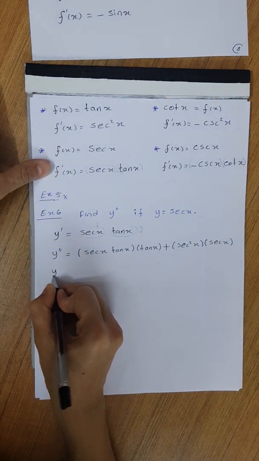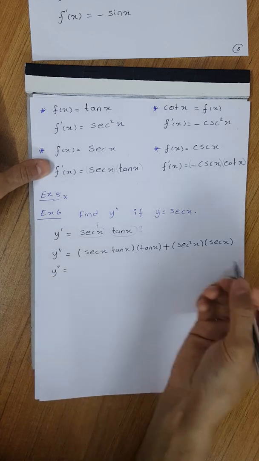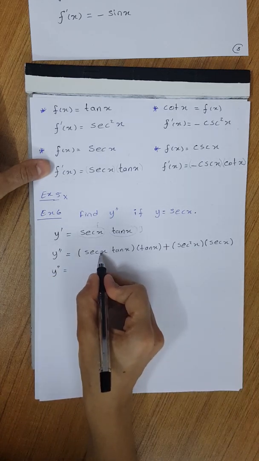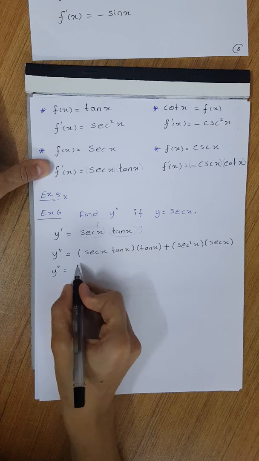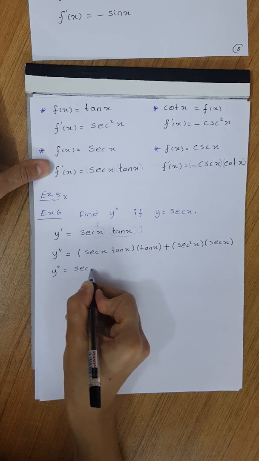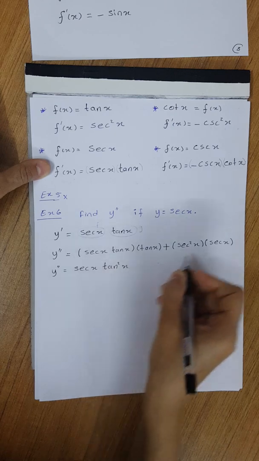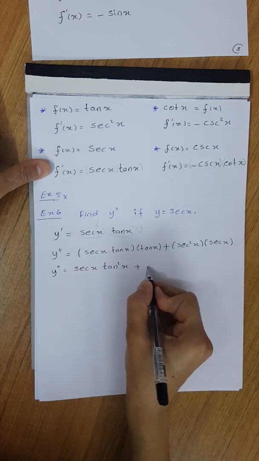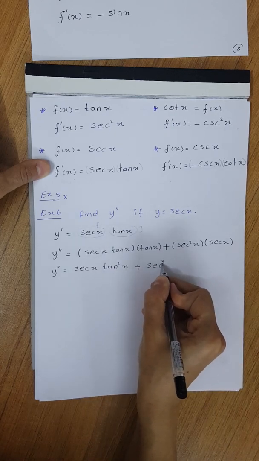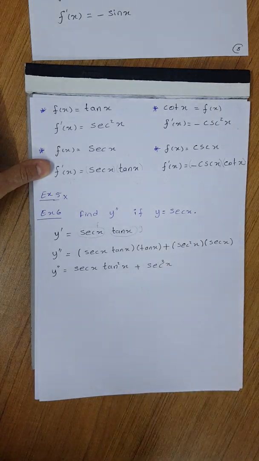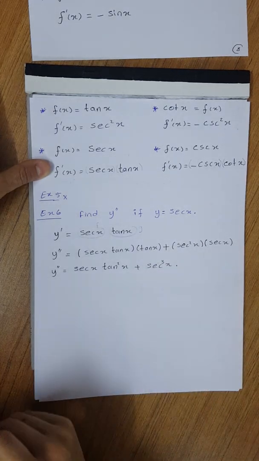Let's do some arrangements and simplifications. I have got secant x tan x multiplied with tan x, so that one will equal secant x tan squared of x, plus here I have got secant to the power of 3 of x, and that is the required result.